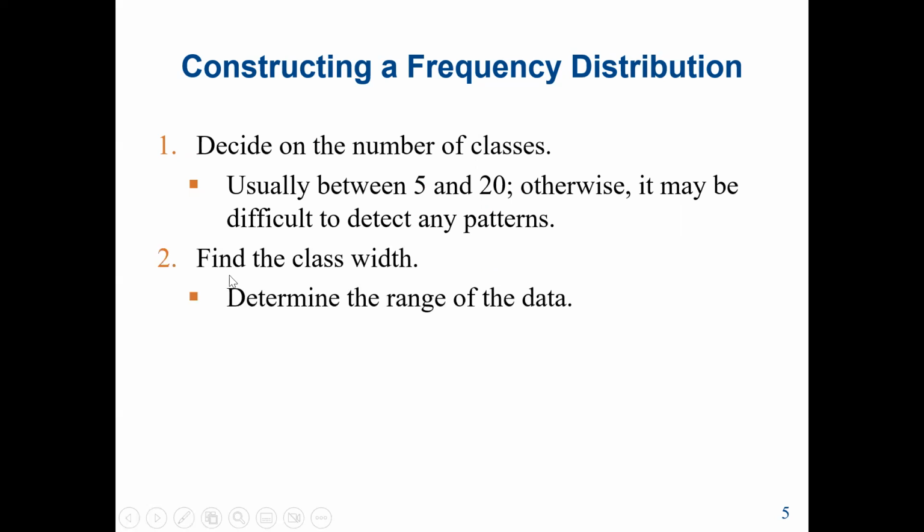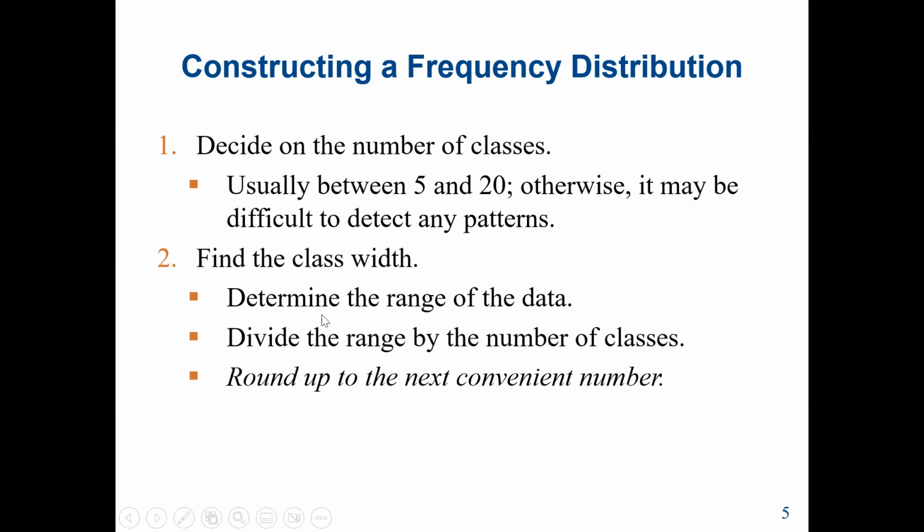Then secondly, we need to find the class width. So we need to determine the range of the data. The range of the data, again, will be the difference between the minimal value and the maximum value. That will be the range. Then when we get the range of the data, we need to divide the range by the number of classes. Again, we are going to see an example after we finish this section.